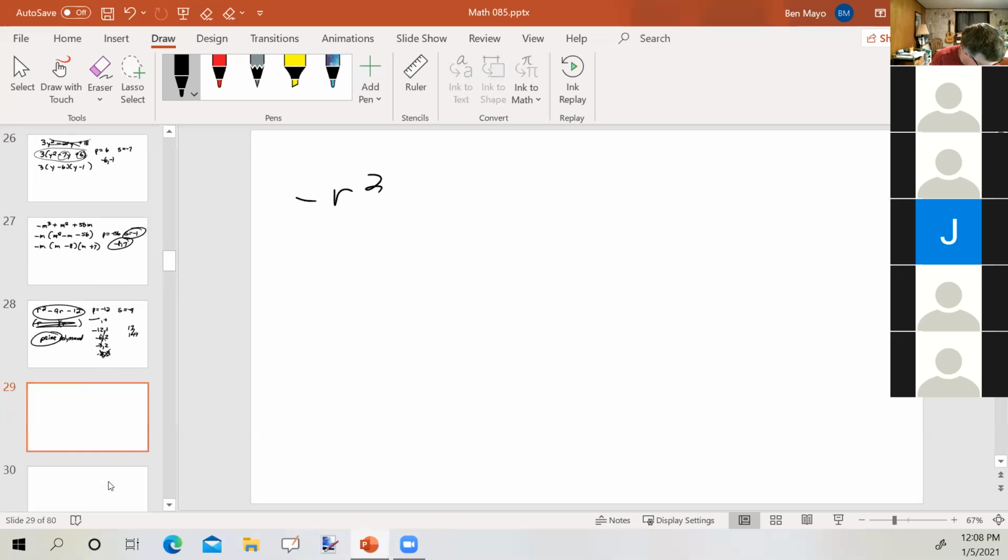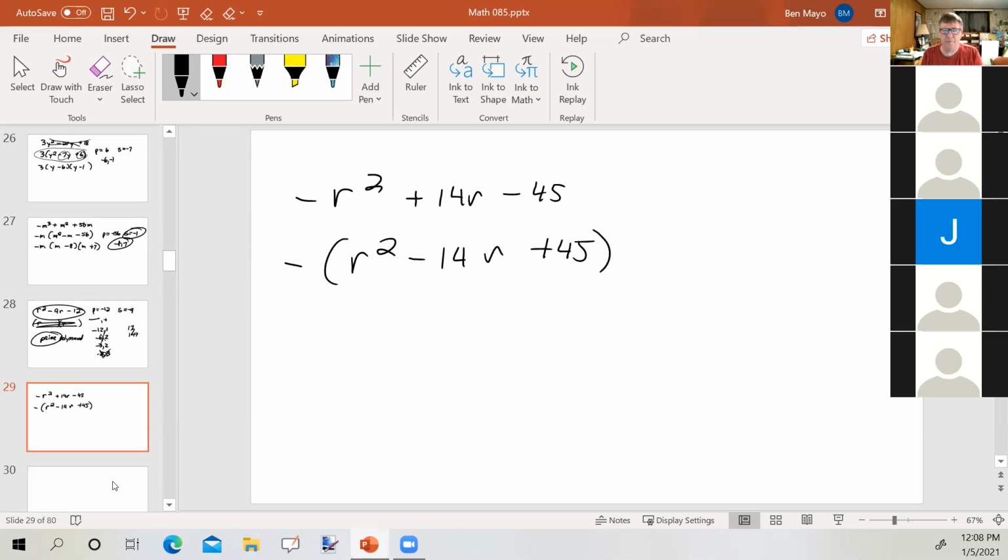Negative r squared plus 14r minus 45. This is a trinomial in standard form. It doesn't have a greatest common factor, but we could factor out a negative 1 to make that leading coefficient positive.